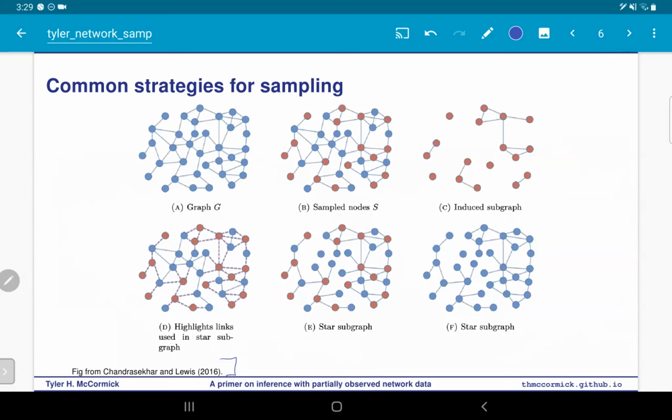But a couple of common strategies here. The first is in the top panel. So here's our complete graph A. This is the object that we want to do inference about. So essentially the idea here is that we're going to start with a sample of nodes, and with this sample of nodes, we can construct the first common type of sampling approach that people use, which is to construct an induced subgraph.